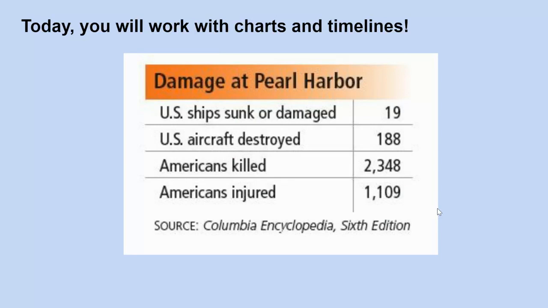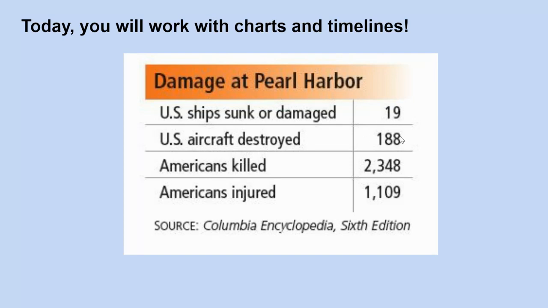Today in your work, you're going to be looking at charts and timelines. This here is a chart that tells us about the damage that was caused at Pearl Harbor. On the left side, I see different categories, U.S. ships sunk or damaged. And on the right side, it tells me how many were sunk or damaged. So I see that 19 U.S. ships were sunk or damaged at Pearl Harbor.